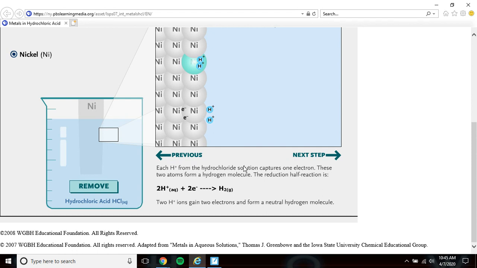Remember, this is how we remember reduction: the oxidation state is reduced. How many electrons were gained? A total of 2. How many were needed for each nickel that was oxidized? Well, 1 for each. Wait. How many electrons were gained?